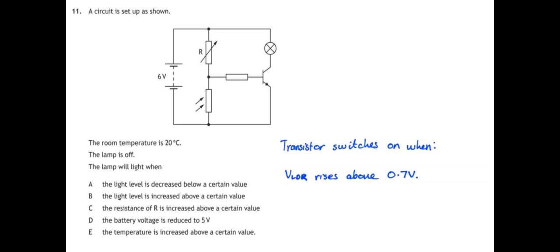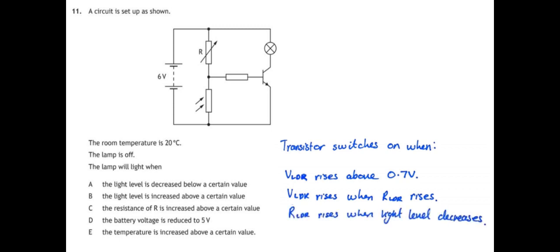Now, what's going to make the voltage across the LDR rise? Well, it's going to gain a greater share of the supply voltage if its resistance increased. So the voltage across the LDR will rise when the resistance of the LDR rises. What's going to make the resistance of the LDR rise? Well, the resistance of the LDR will increase if the light level decreases. So decreasing the light level below a certain value will cause the transistor to turn on. So answer A.